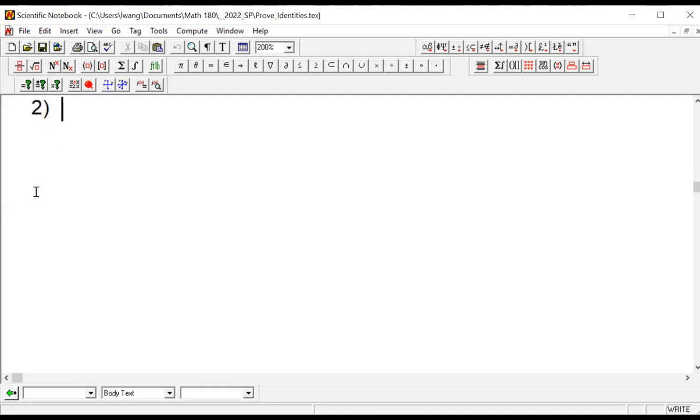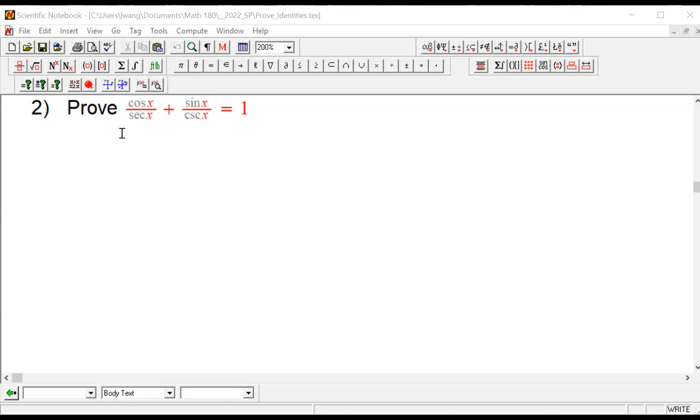So let's look at number 2. Number 2 is to prove the fraction form: cosine x divided by secant x plus sine x over cosecant x equals 1. That's interesting. And very obviously, in this case, most likely we're going to start from the left-hand side.